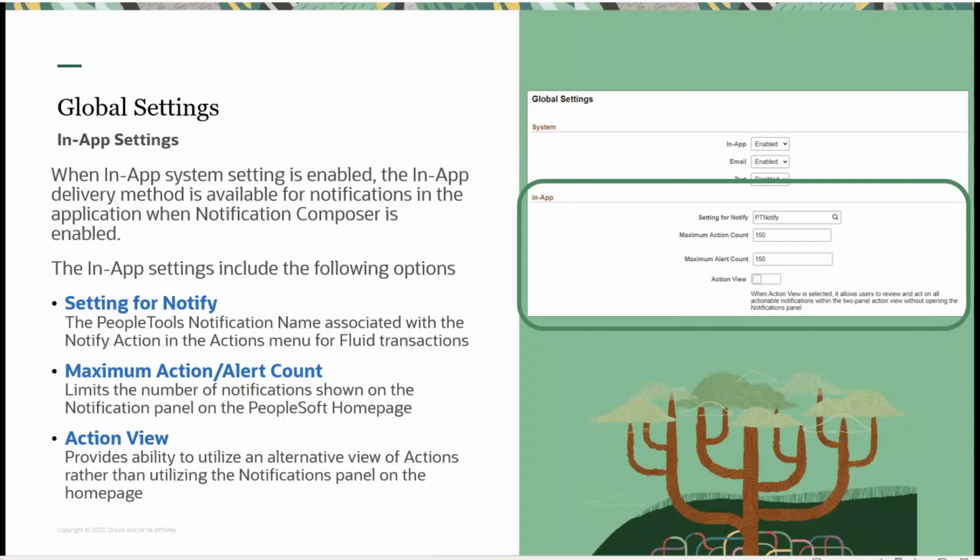Also, there's the maximum action and alert count. This limits the number of notifications shown on the notification panel on the homepage. The action view basically allows an alternative view of the actions rather than utilizing the notification panel on the homepage. This is all in PeopleTools, nothing that we really changed as part of Notification Composer. It's really just to give background on some of the notification-related capabilities as we go along.